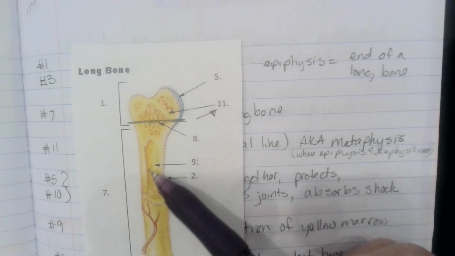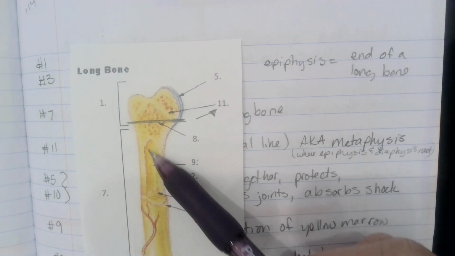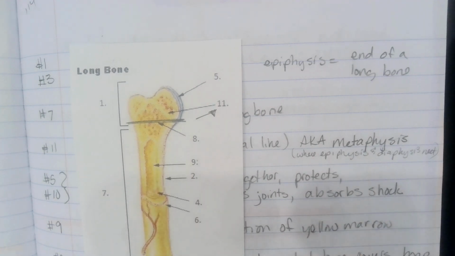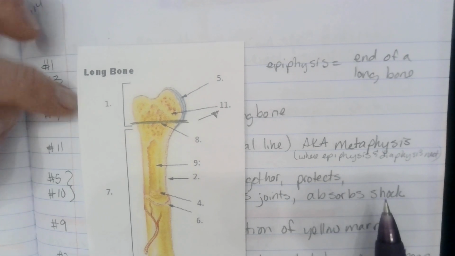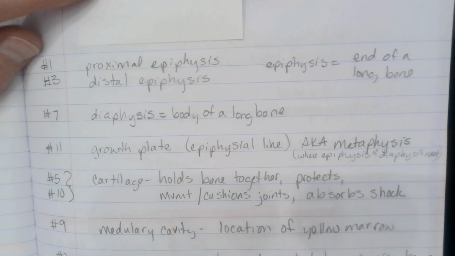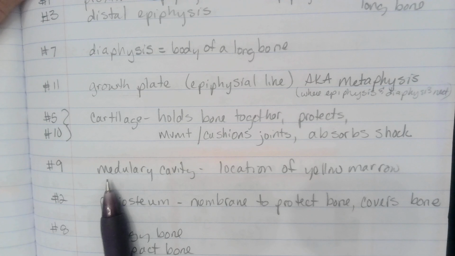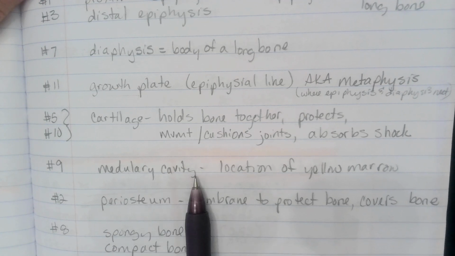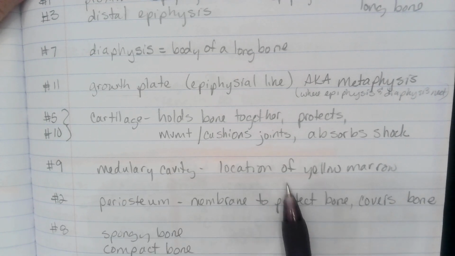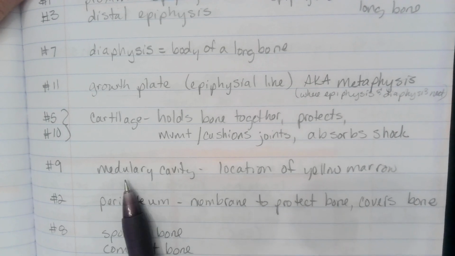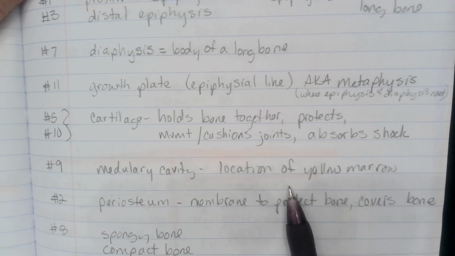All right, number 9 is pointing to this part right here, which is space, not necessarily empty space, but space right here in the middle of the bone. Number 9 is the medullary cavity. The medullary cavity is the location of yellow marrow.